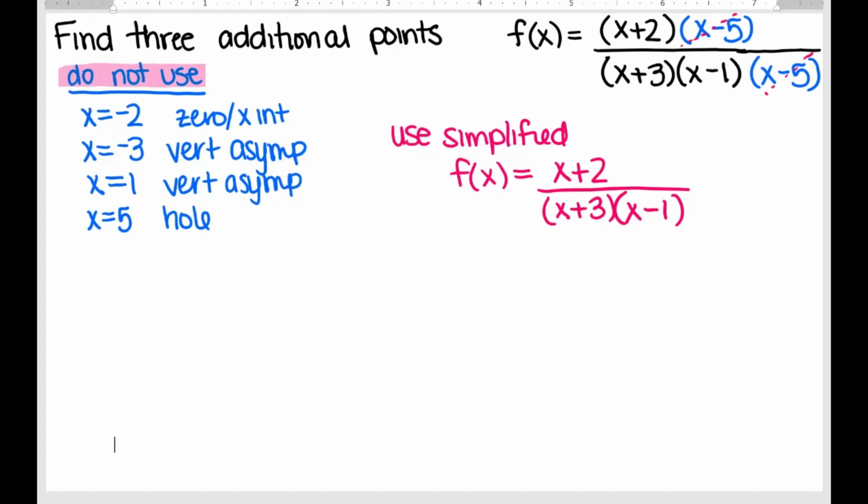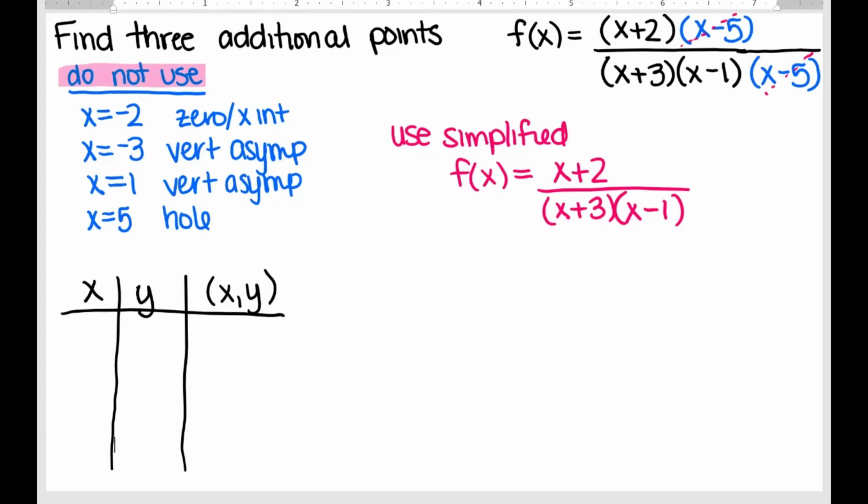After that, it doesn't matter what you decide to choose. You get to pick whichever x values you want. I'm going to do my xy chart. So xy. And then my ordered pairs, because it's asking for the additional points. Let's see, we have a vertical asymptote of -3. So I'm going to plug in a -4. And then -3, we already have a -2. We have another vertical asymptote at 1. So I'm going to go on either side of the 1. I'm going to do 0, which is 1 less, and we'll do 2, which is 1 more.